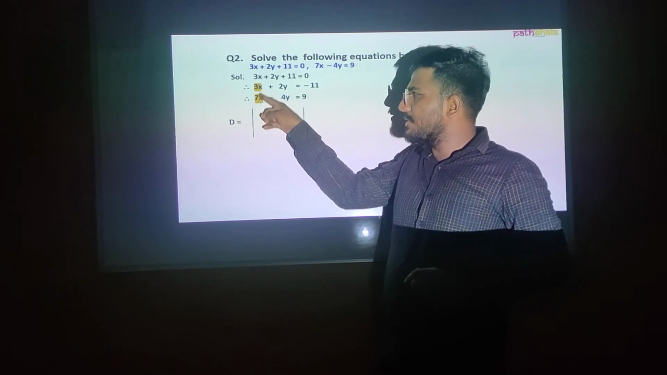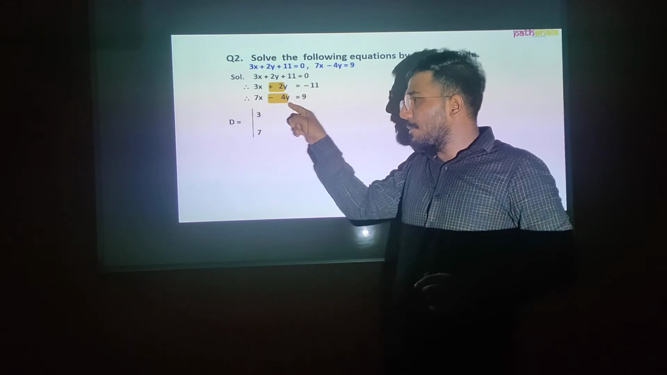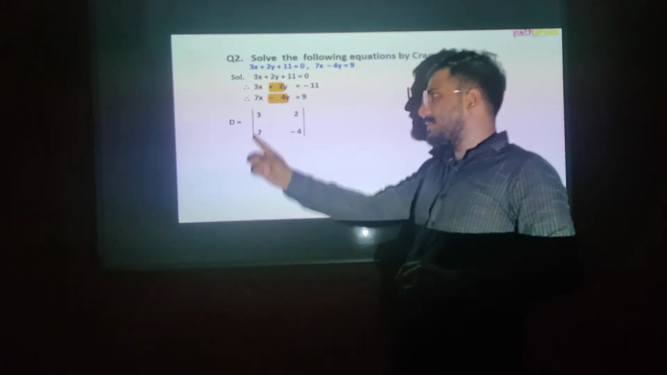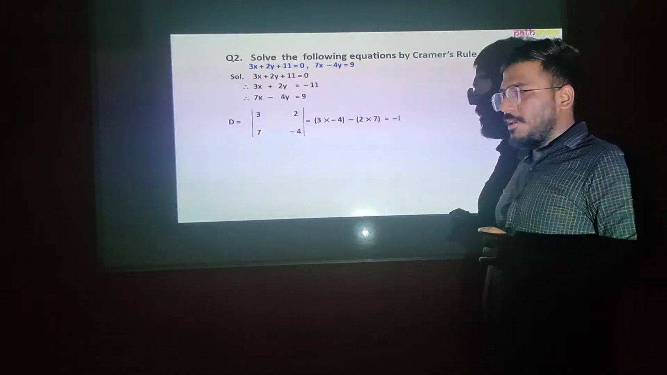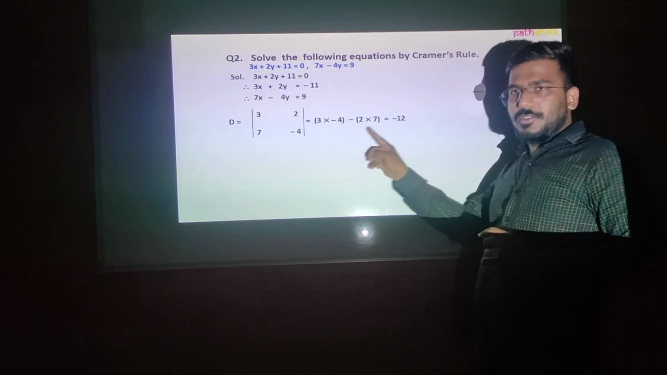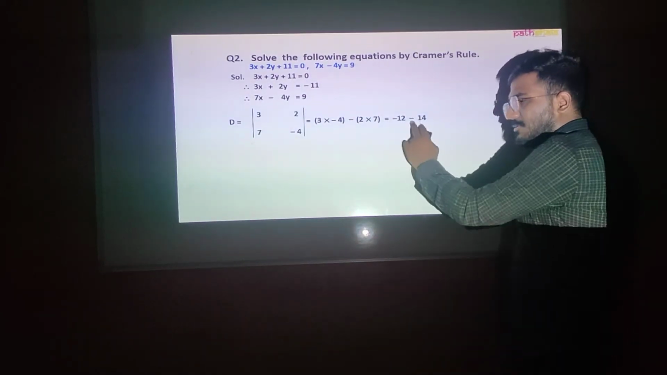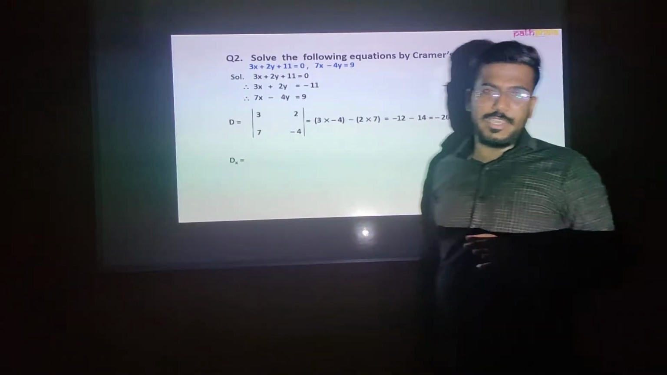What is the coefficient of x? 3 and 7. Coefficient of y, speak along with the sign: 2 and -4. Now solving is very easy. Start: 3 into -4, minus 2 into 7. 3 4s are 12, because of the minus it is -12, minus 2 7s are 14. Minus minus plus, so 12 and 14 add up to 26. Minus 26 is the answer.